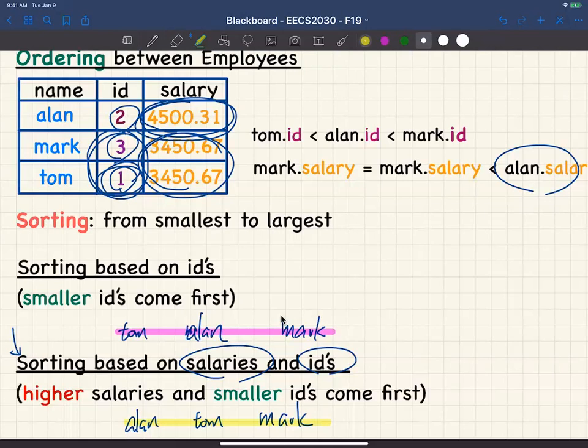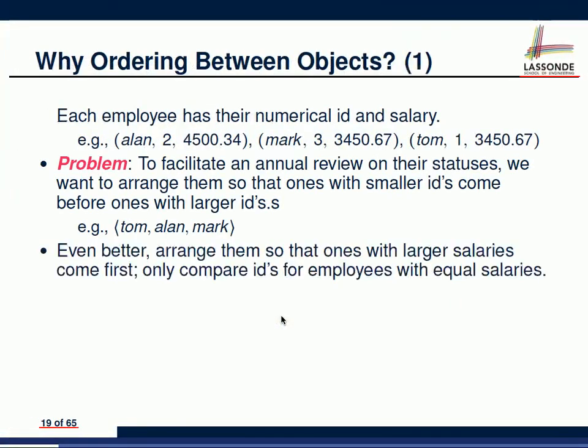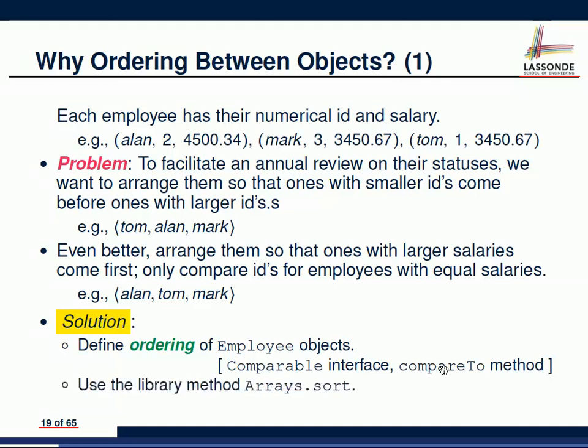But how can we implement this in Java? The answer is you will have to use 2 things. Okay, let me just go to the slides and then we'll do coding together. The solution to actually have different kinds of ordering is, number 1, you want to define ordering in the employee objects. How do you do that? You have to implement the so-called compareTo method, which is very easy, just some conceptual ambiguities I want to clarify before we can do it. And then also after that, you can use some library class called Arrays.